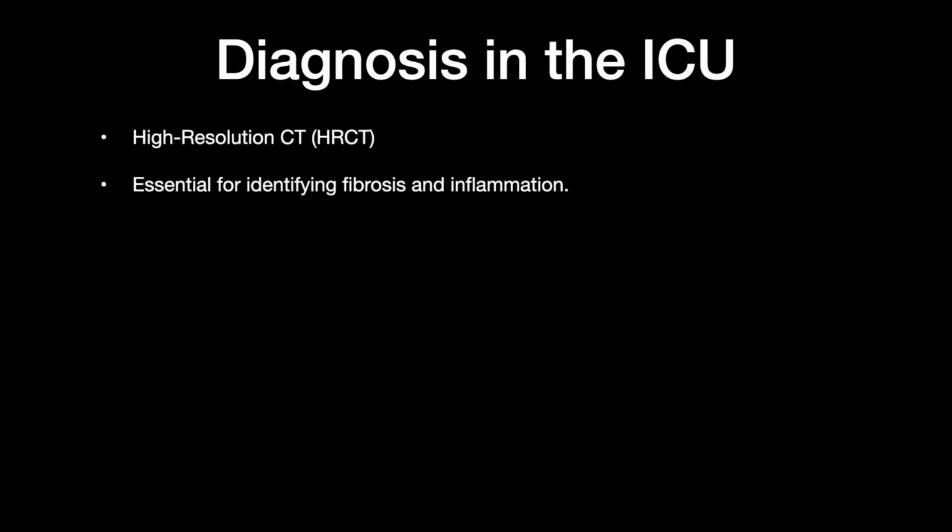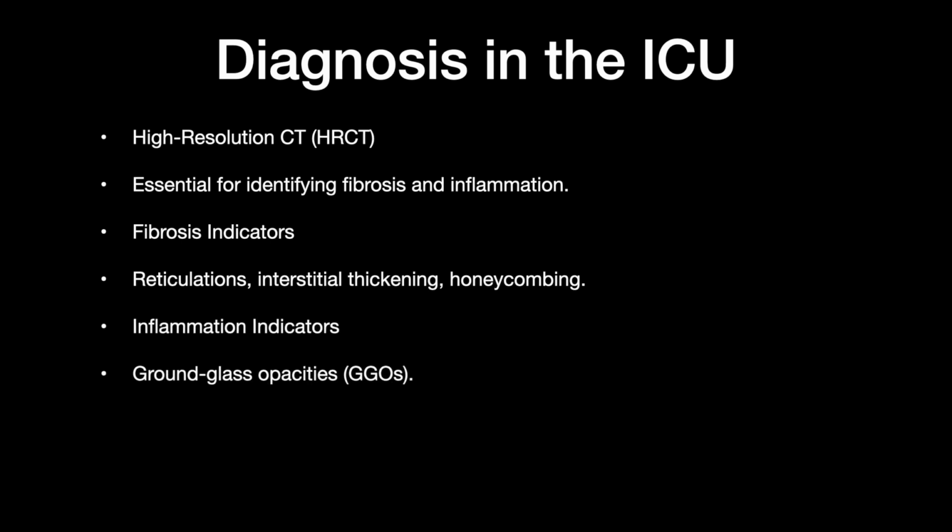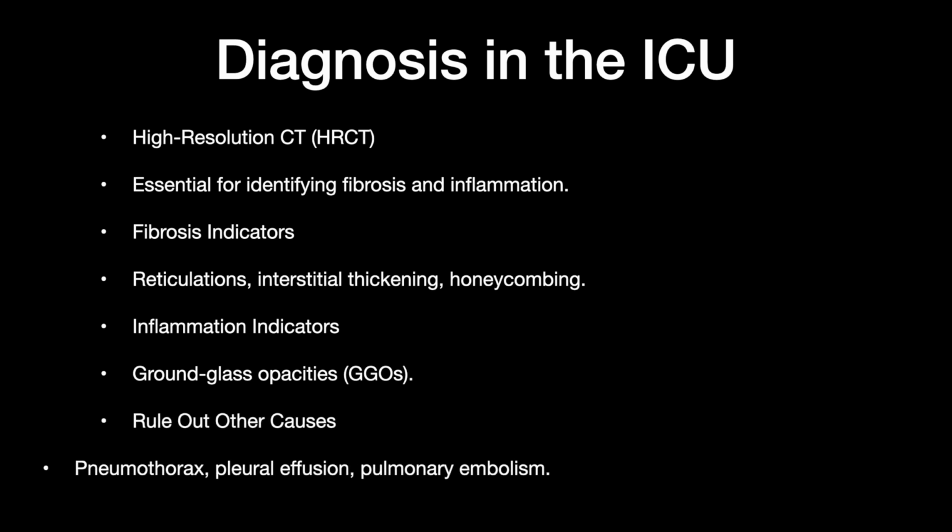The most common way is HRCT, which is essential to identify the fibrosis and inflammation. The fibrosis indicators are reticulations, interstitial thickening and honeycombing. The inflammatory indicators are the GGOs, but you do need to rule out the other causes. Pneumothorax, pleural effusion, pulmonary embolism are important differential diagnoses.